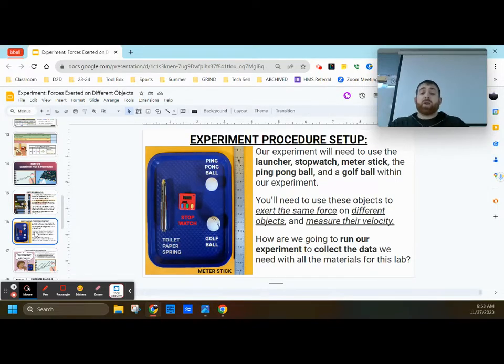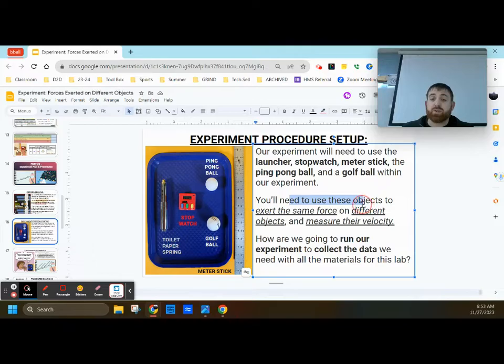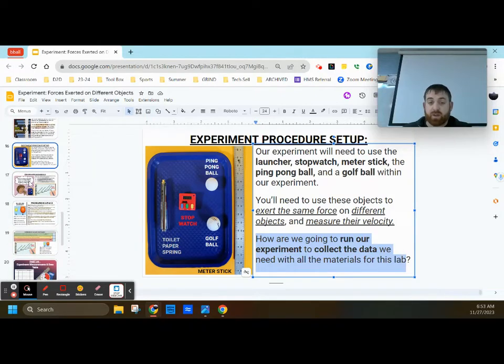Now, our experiment is going to need to use our launcher, our stopwatch, our ping pong balls, and our meter stick. And you're going to need to use these objects to exert the same strength force on two different objects and measure their velocity with all of those different tools. So we are going to be discussing how we're going to run our experiment and collect our data with these needed materials in our experiment.